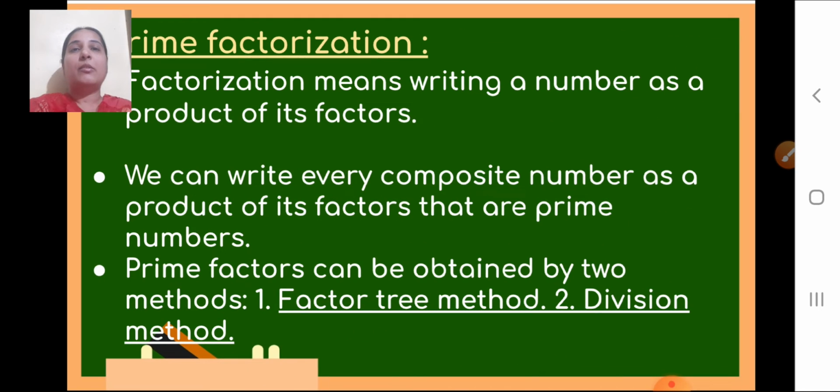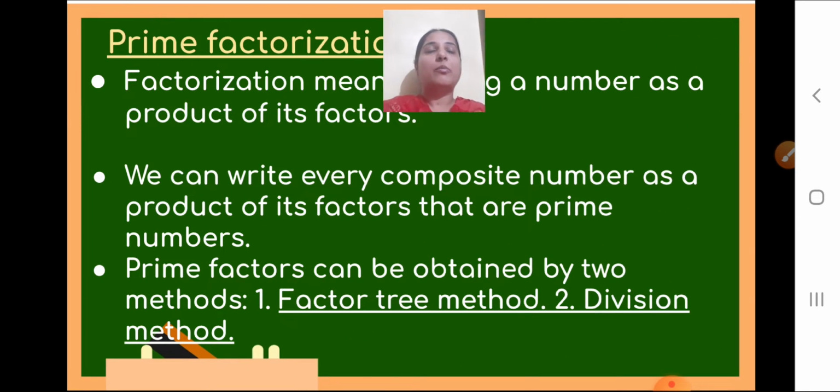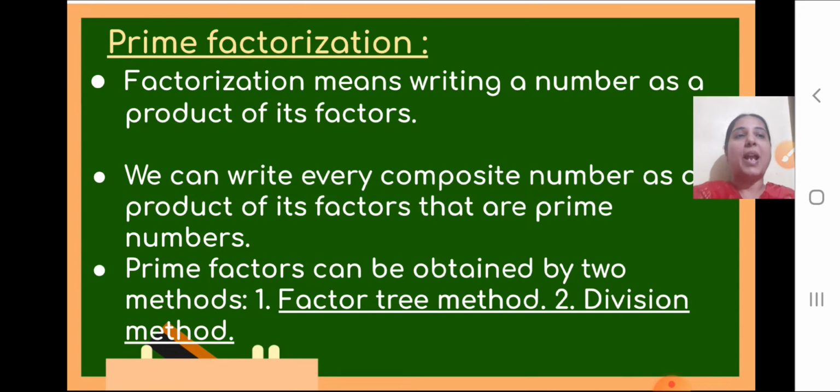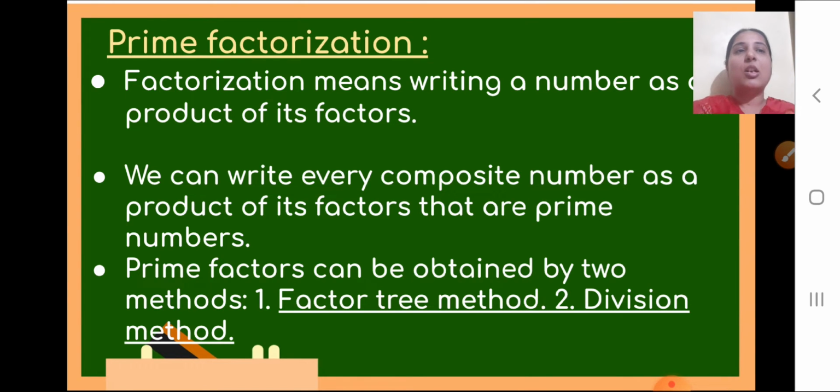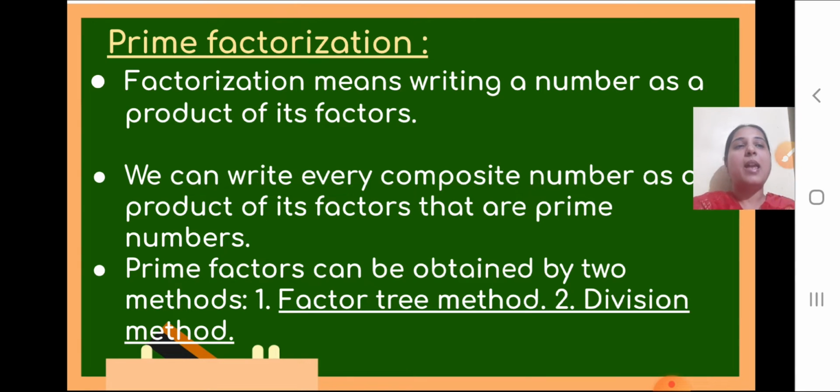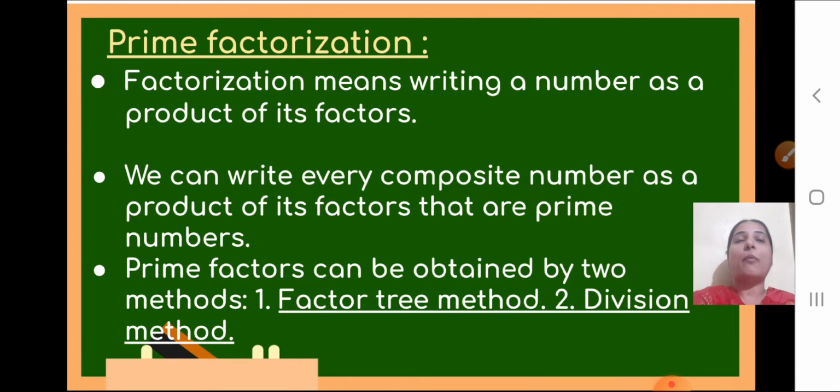Then we also discussed prime factorization. So what is prime factorization? Prime factorization means writing a number as a product of its factors. We can write every composite number as a product of its factors that are prime numbers.